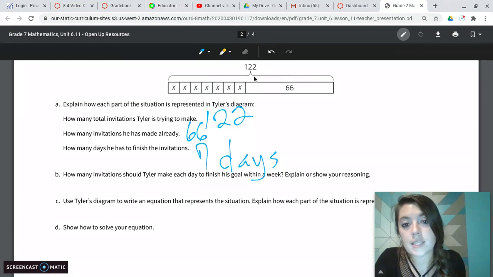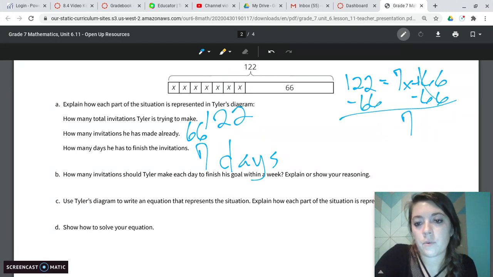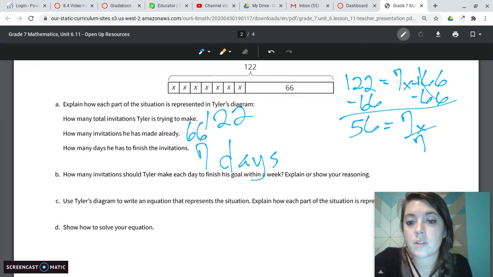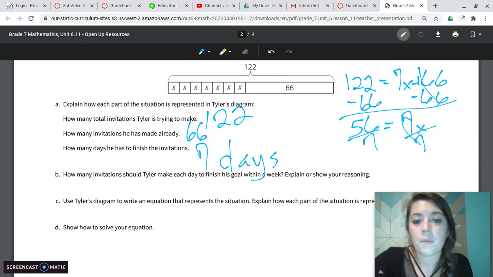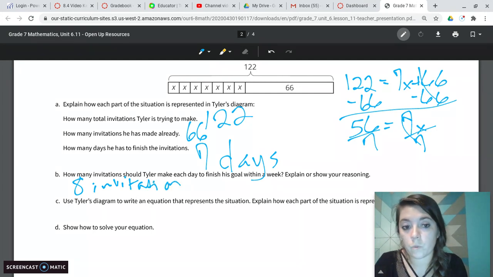So we know he has 122 invitations he has to do total. And that equals his 7x plus 66. So if we subtract the 66 from both sides that he's already done, we have 7x equals 56. So then the next thing we need to do is divide by 7 to find out how much he has to do each day. And we end up with 8. So he has to do 8 invitations a day to finish his goal.